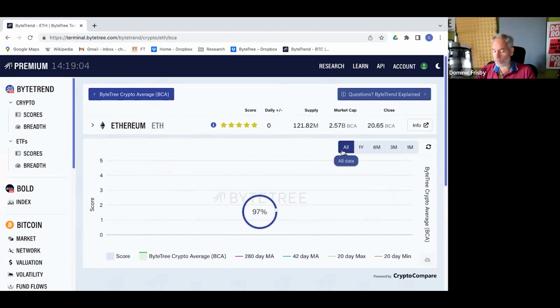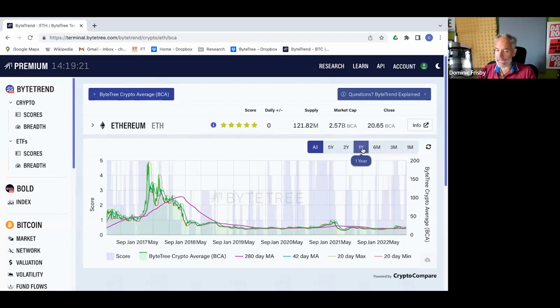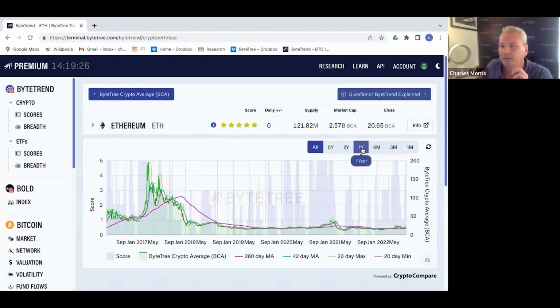But that chart was telling me that I want to be owning Ethereum ahead of Bitcoin, but Ethereum ahead of most other top 100 coins. Yeah. And we'll get to that. We're going to show you the breadth chart in a minute.